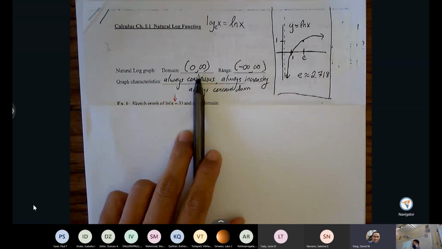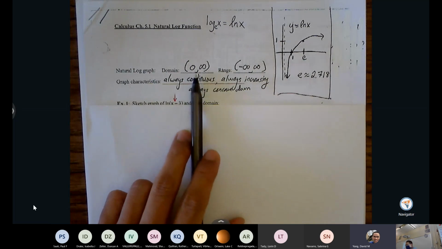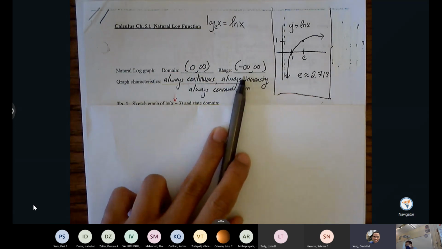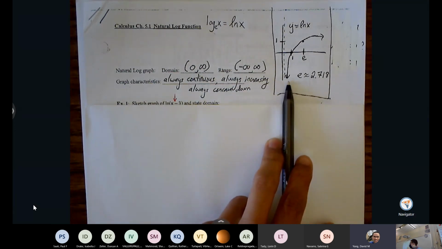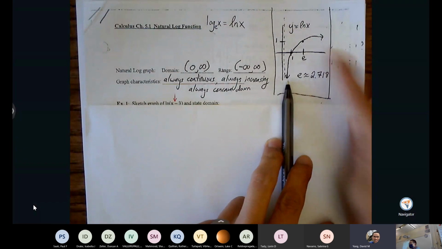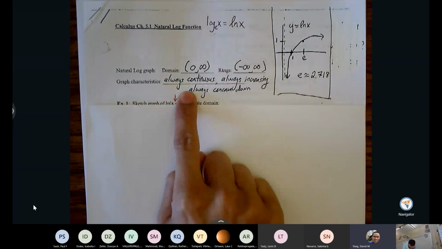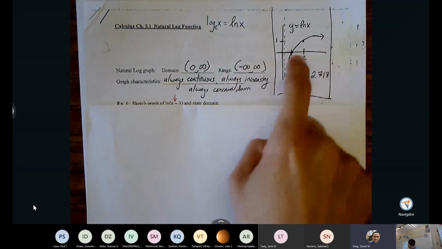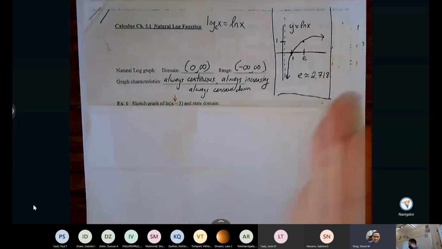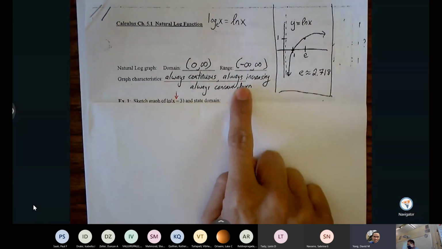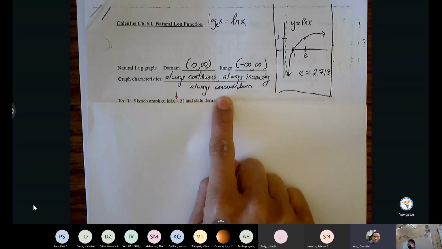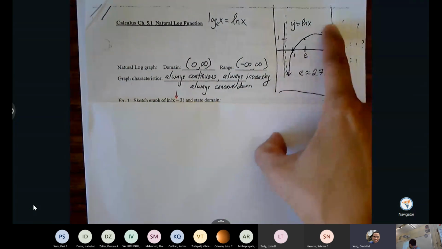So domain is all positive real numbers. So anything to the right of 0, the graph is going to exist. The range, y values, will extend from negative infinity to positive infinity. It's growing at a very slow rate, but it will work its way up to positive infinity. Graph characteristics: the graph is always continuous within this domain, so there are no asymptotes that are going to break up the graph. Always increasing, and it's always concave down. So it's always going to hold this shape.